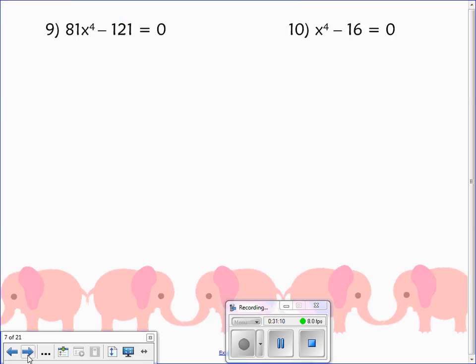What do you recognize that as? Yeah, it's like a difference of squares. Technically, it's x to the 4th, but same process as before. What are your signs? Plus, minus. Square root of 81 x to the 4th. Good, 9x squared. Square root of 121.